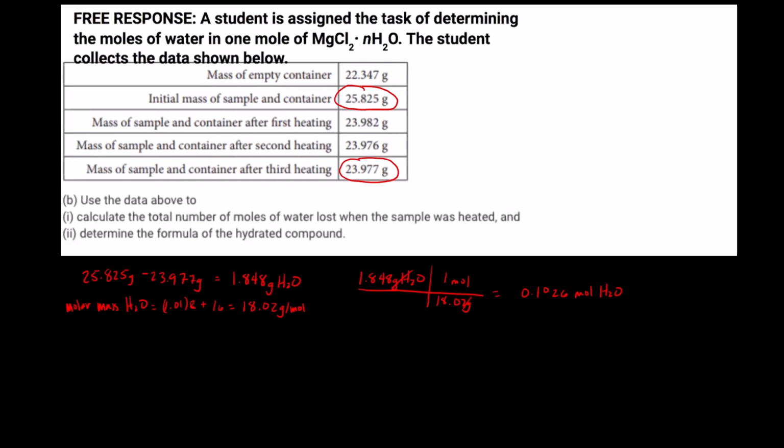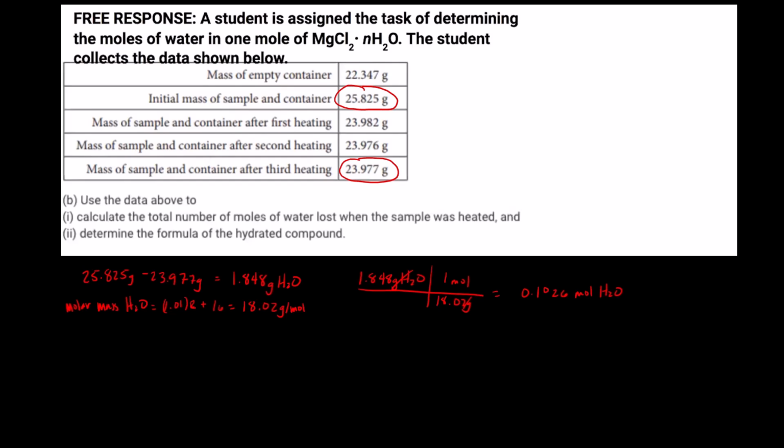Now I want to determine the formula of the hydrated compound. So now what we have to do is figure out how much of the MgCl2 we have after we boiled all the water off.